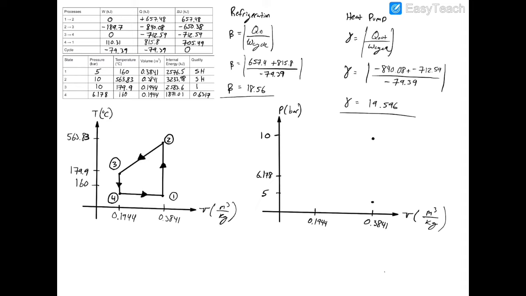And then at state 3, you had 0.1944 specific volume and 10 bar of pressure. So that should be vertically above the 0.1944, horizontally with the 10 right about there. And then at state 4, you were at 6.178 bar and 0.1944, which would be directly below right over here. Now we just connect the dots. And just like that, we have our PV diagram labeled from 1 to 2 to 3 to 4. And because it's a refrigeration cycle, you see that it's actually going counterclockwise. A power cycle would have gone clockwise. So it seems that this problem statement mislabeled it as a power cycle.